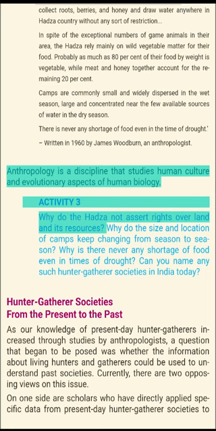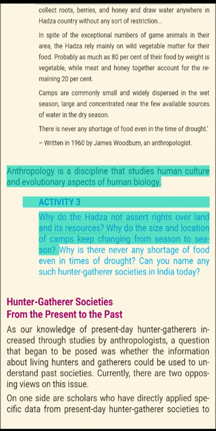Camps are commonly small and widely dispersed in the wet season, large and concentrated near the few available sources of water in the dry season. There is never any shortage of food even in the time of drought, written in 1960 by James Woodburn, an anthropologist. Anthropology is a discipline that studies human culture and evolutionary aspects of human biology.